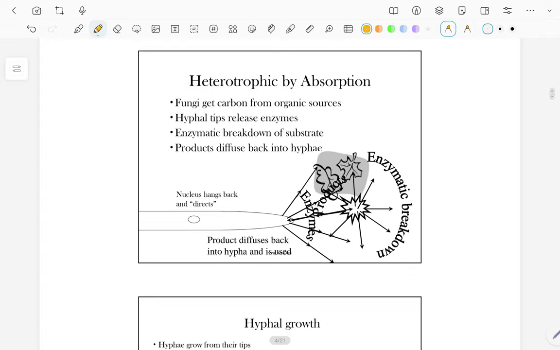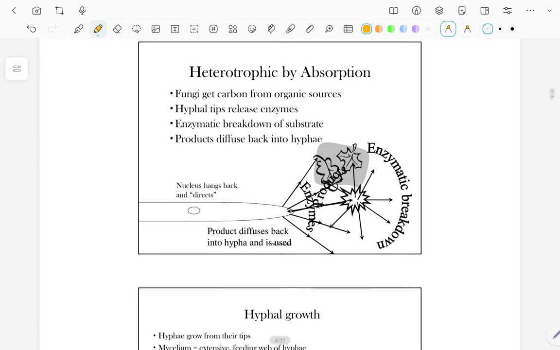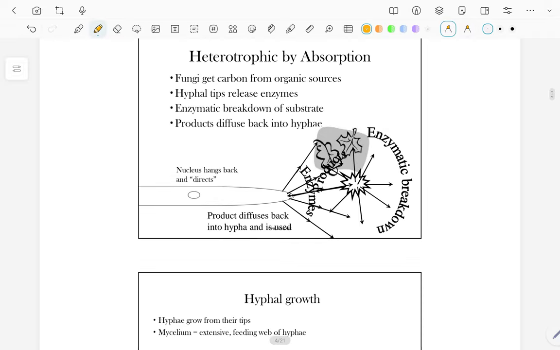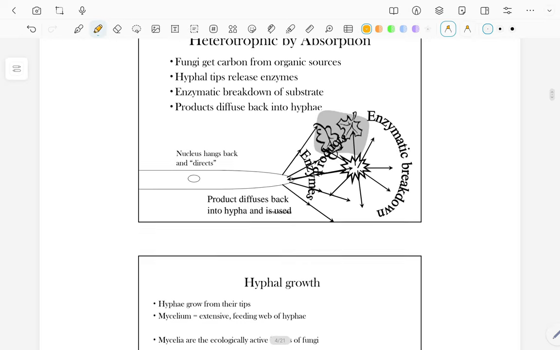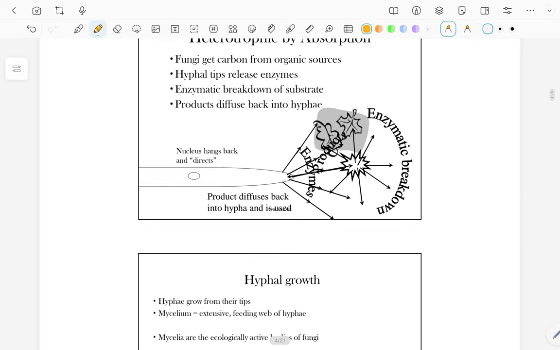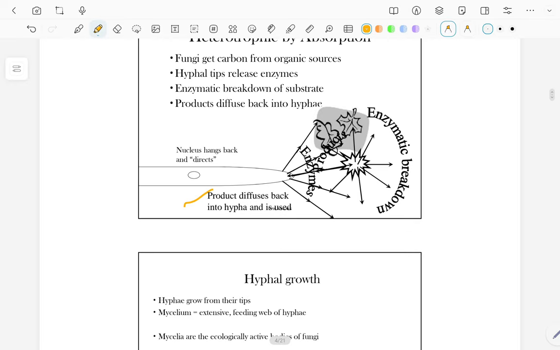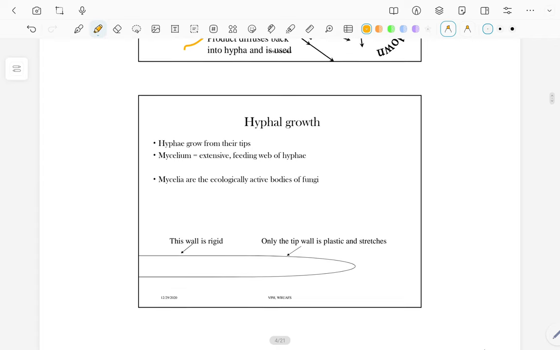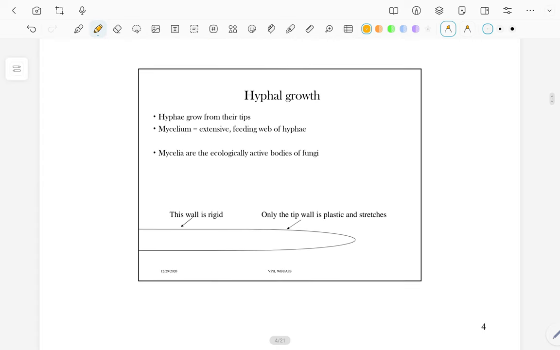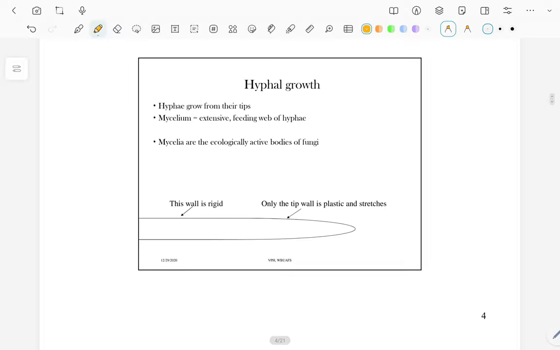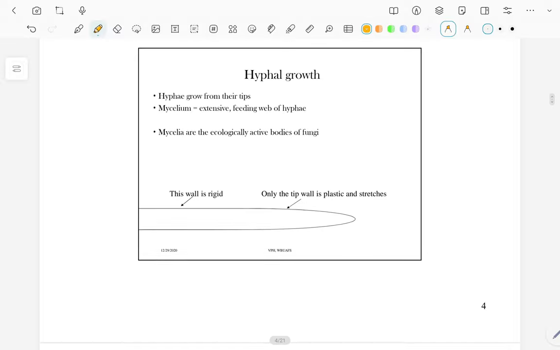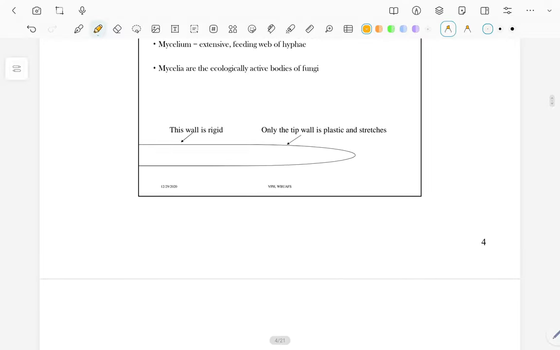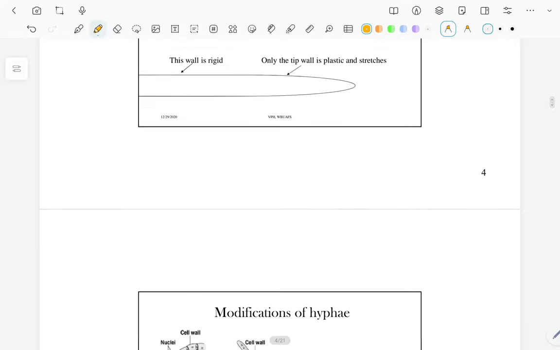The hyphal tip releases enzymes for the breakdown of the substrate, and the products diffuse back into the hyphae and are used. Hyphal growth is from the tip. Mycelium is an extensive feeding web of hyphae. Mycelia are the ecologically active body of fungi. The wall is rigid, only the tip wall is flexible and stretches.